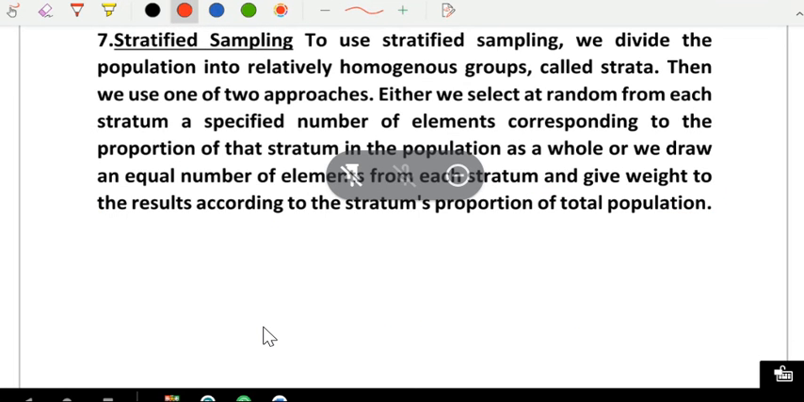Now next is stratified sampling. What is done in stratified sampling is we divide the population into relatively homogeneous groups. This point is very important. Relatively homogeneous groups are called strata. That means each group is called a stratum. Then we can use one of the approaches. Either we select randomly from each stratum, or we can select whatever we want. That means we can use any technique. But before we do any sampling, we have to make the strata. I'll draw here and show you how strata can be designed.